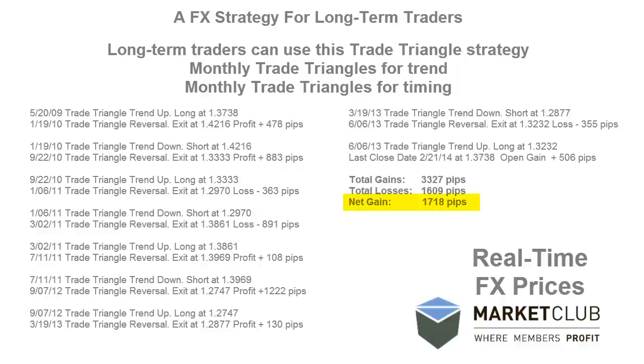But remember, we did have that big loss, that 891 pip loss, which is, I think, very, very unusual. Losses could be in the 350 area, but that's extraordinary. But it can happen. But we also had an extraordinary gain of 1,222 pips. So again, it sort of offsets it. But this is a very good strategy. You could use this for trading ETFs, for example, but always use the spot prices on MarketClub as they are real time, and they will help you with your timing. Monthly. That's the way to go if you're a long-term trader.